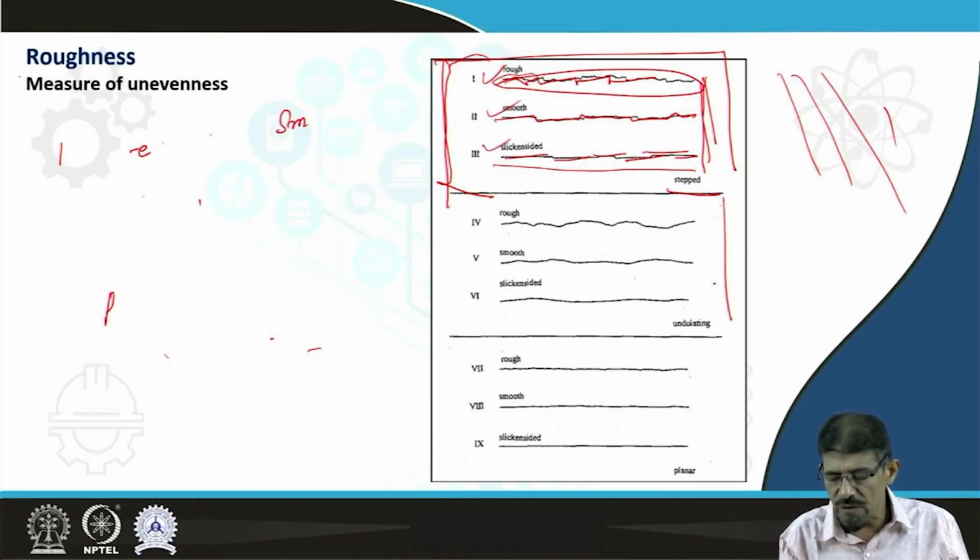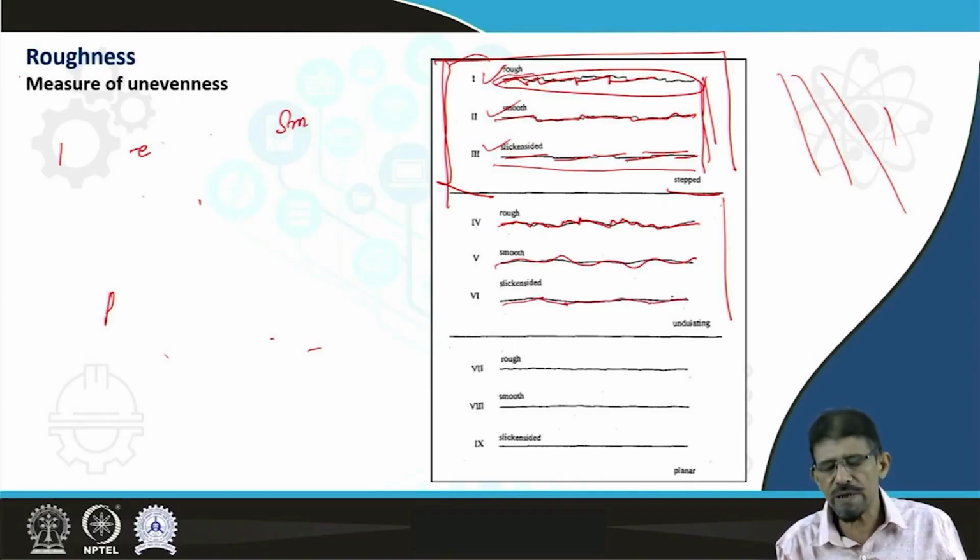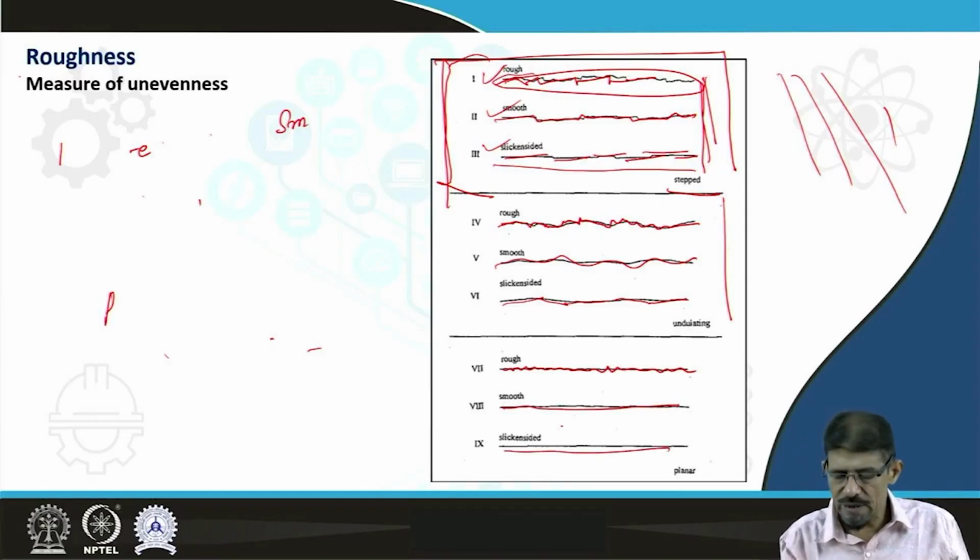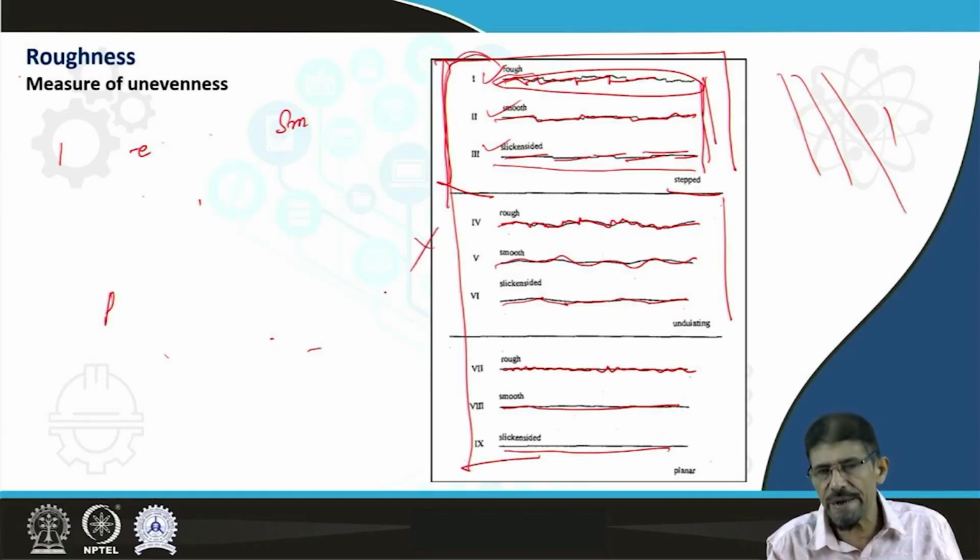Similarly, for undulating, you can see this rough but undulating in nature. It is rough but overall undulating in nature. It is smooth but undulating in nature. It is slickensided but undulating in nature. Similarly, here planar, it is rough but overall features are planar, and it is smooth and it is slickensided. So in this way we are going to categorize joints in 9 categories.